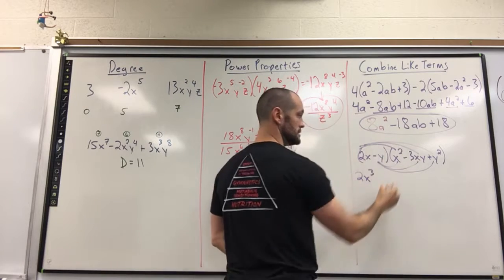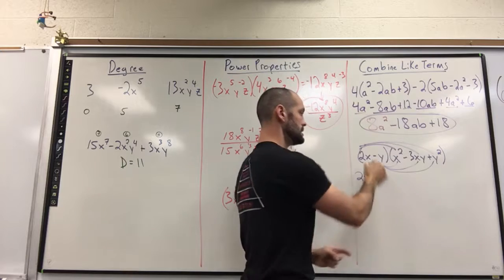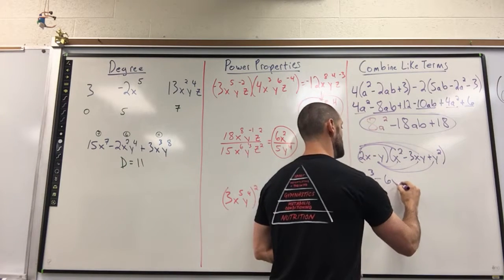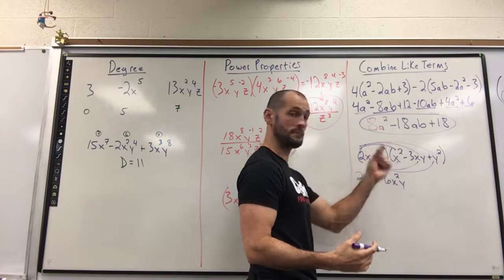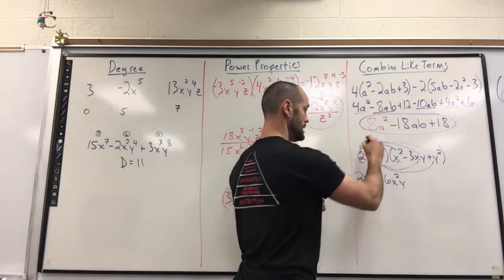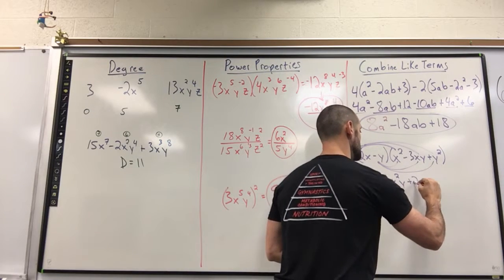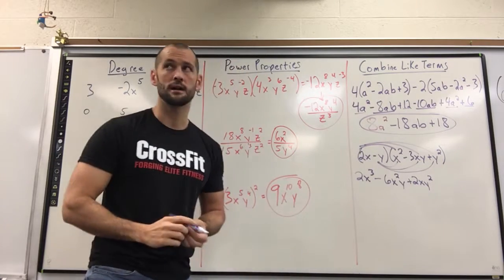Here we go. 2x cubed minus, now remember your skills from right here. 2x times a negative 3xy gives me a negative 6x squared y. Remember the x's will combine and we're going to add their exponents. 2x times y squared gives me a positive 2xy squared. They don't impact each other, but you can multiply them.